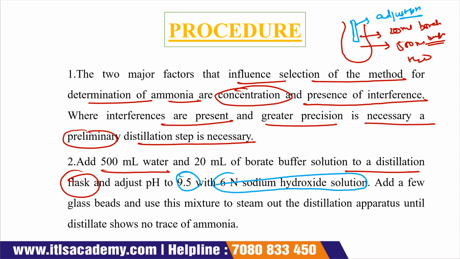After that we are going to add a few glass beads and use this mixture to steam out the distillation apparatus until the distillate shows no trace of ammonia. Now what we have to do, we put the glass beads into this mixture and we steam it, and we put it into a distillation apparatus and allow the distillation until there is no trace of ammonia.